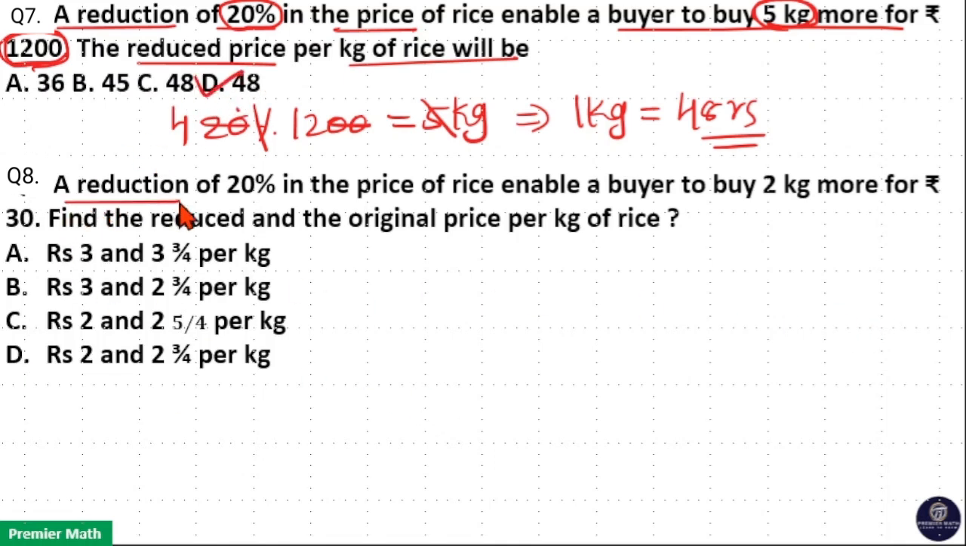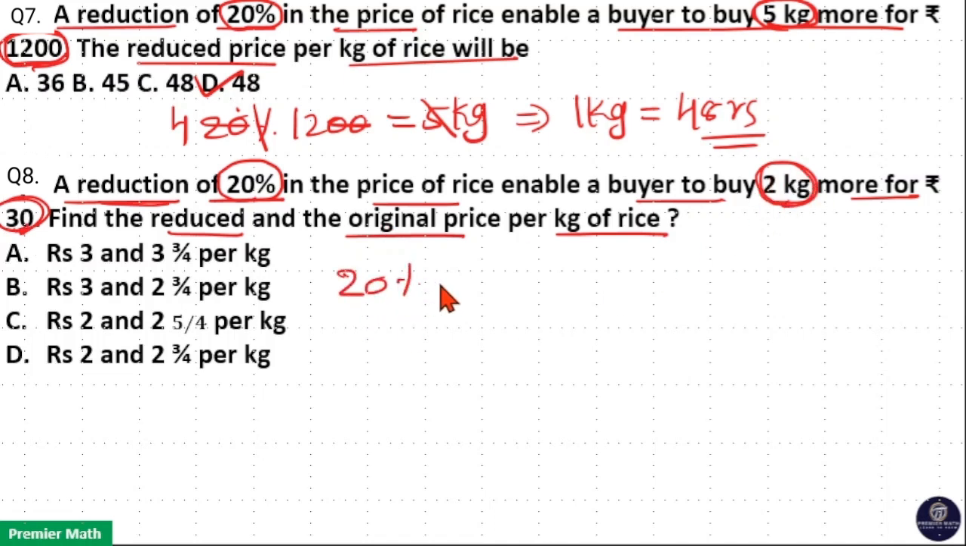Next is a reduction of 20% in the price of rice enables a buyer to buy 2 kilogram more for rupees 30. Find the reduced and the original price per kilogram of rice. Here this 20% discount resulting in this extra 2 kilogram, and this 2 kilogram also coming from this 30 rupees, which means 20% of this 30 resulting in this 2 kilogram.